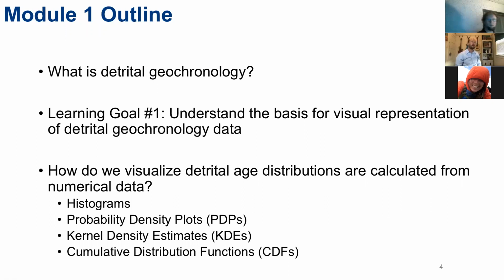So the outline here: first I'll talk briefly about what detrital geochronology is and what we can do with it, just a one-slide deal. The major learning goal is to understand the basis for visual representation of detrital geochronology data. So how do we actually look at these things? How do we even calculate age distributions from numerical data? Histograms, probability density plots, which I'll call PDPs, kernel density estimates, KDEs, and also cumulative distribution functions, CDFs.